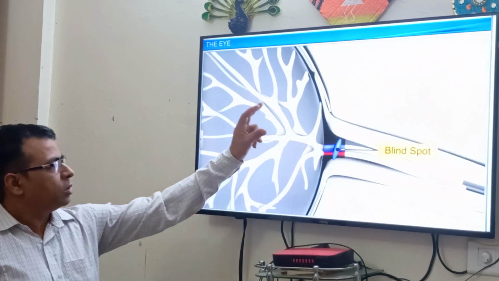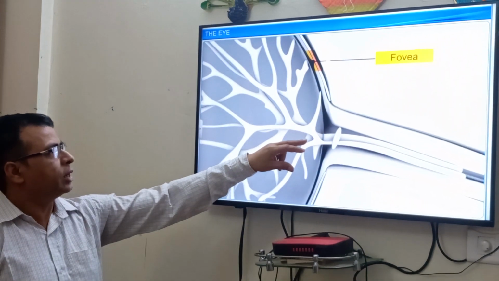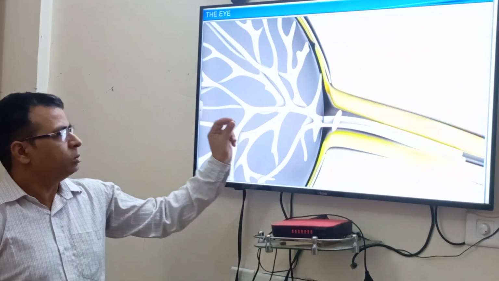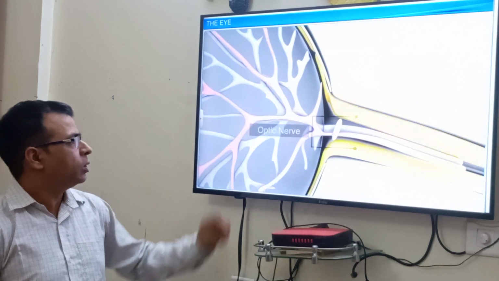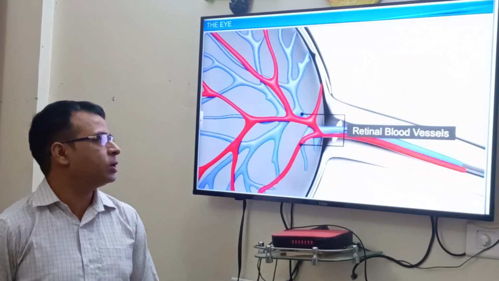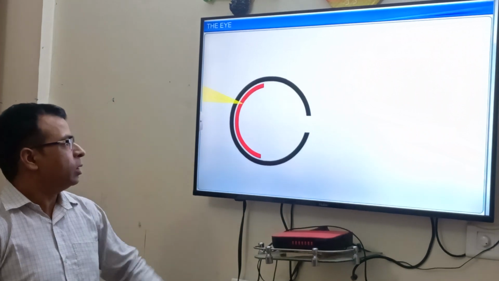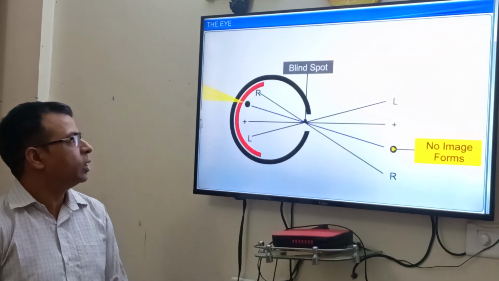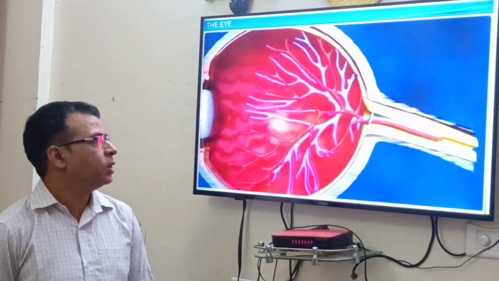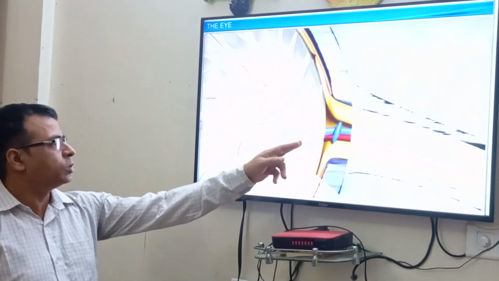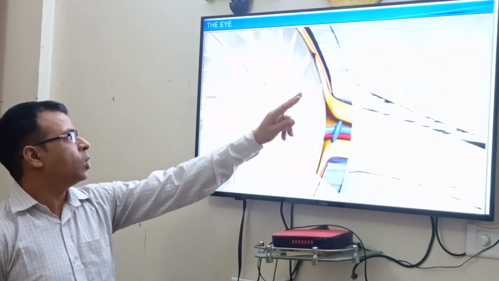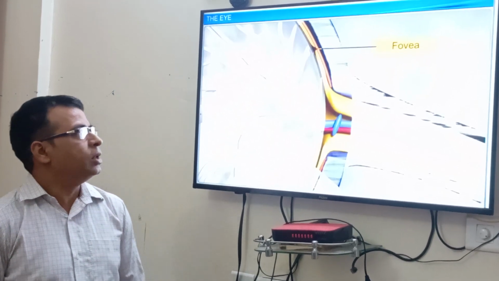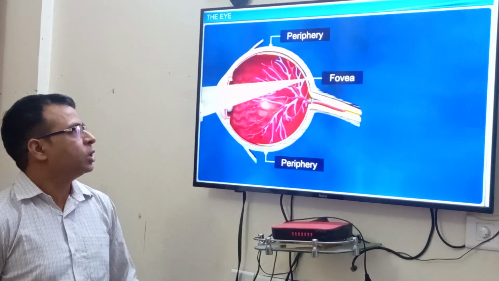And there is a blind spot at the retina. The blind spot is the entry point for the optic nerve. The optic nerve leaves from there, and the retinal blood vessels enter there. No image is formed there, so it is called the blind spot. This is the blind spot, and another spot is the macula lutea, and the pointed portion is the fovea.